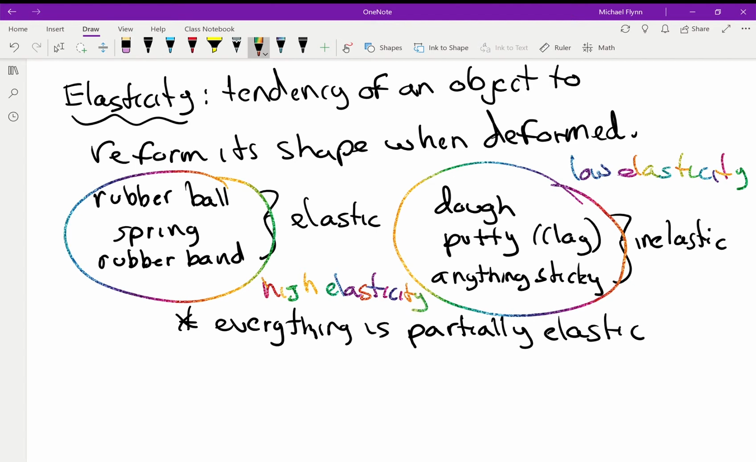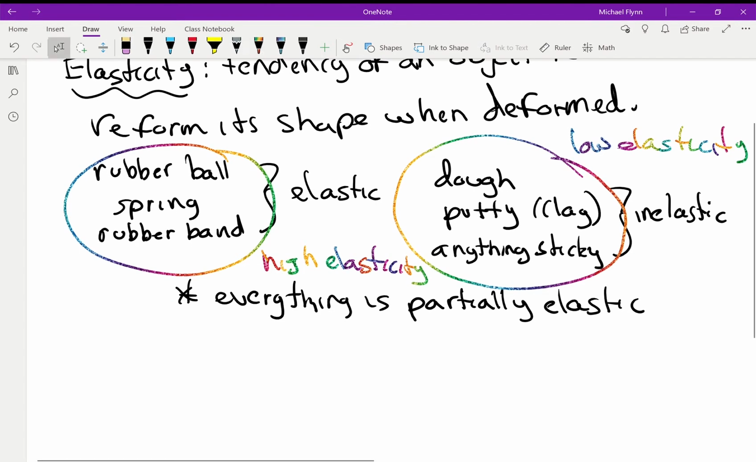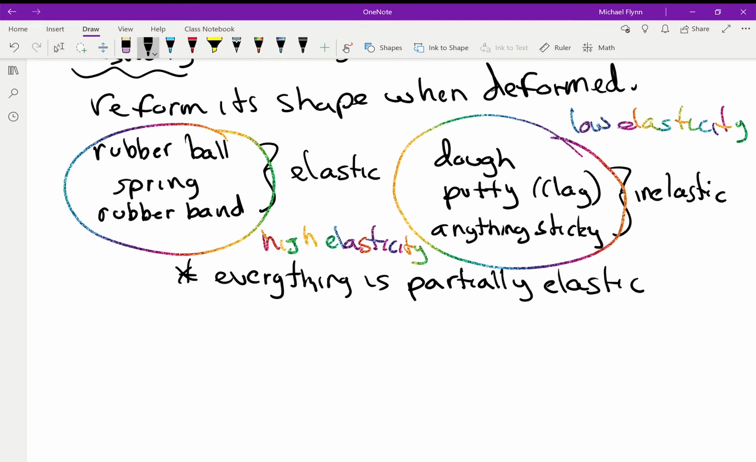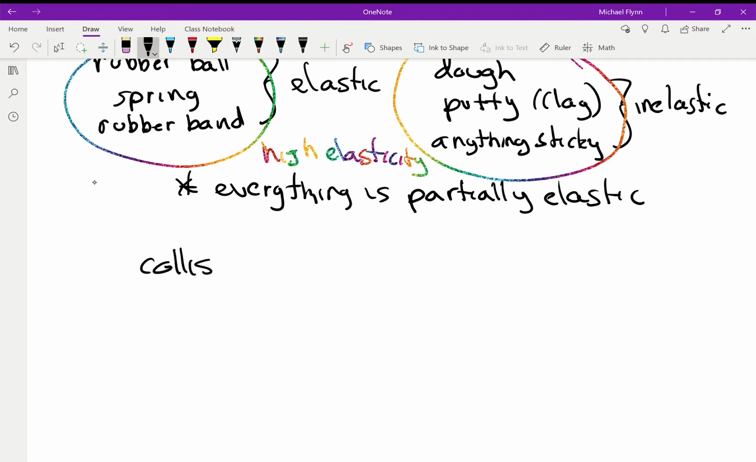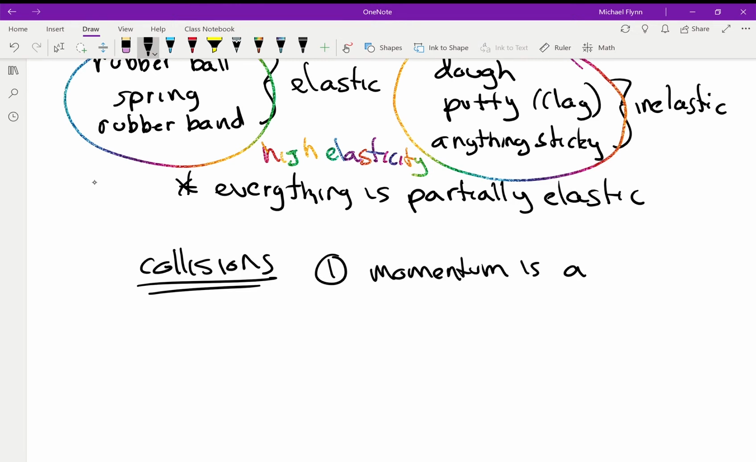Now, why does this matter in collisions? What does that mean? Well, when two rubber balls hit each other and bounce off, they reform their shapes. And in the process, you get a lot of kinetic energy that stays in the system as a result, okay? So here's the thing, with collisions, when you're doing the math, collisions go like this. Let me mute my notifications. Here, I'm just going to say number one, momentum is always conserved, okay?